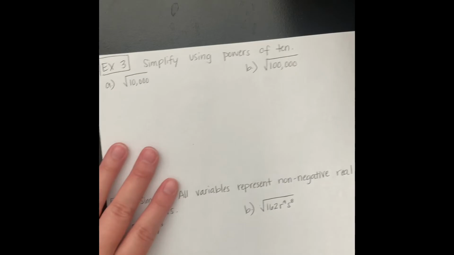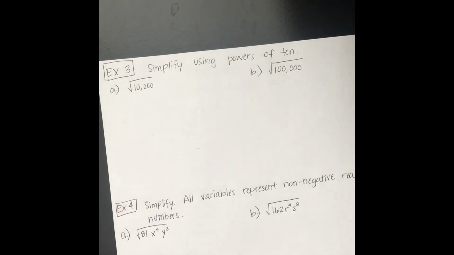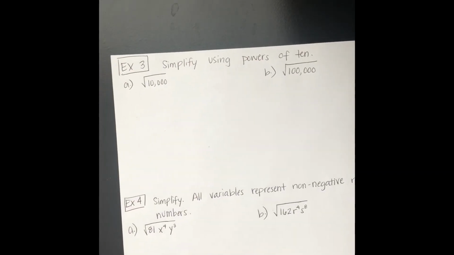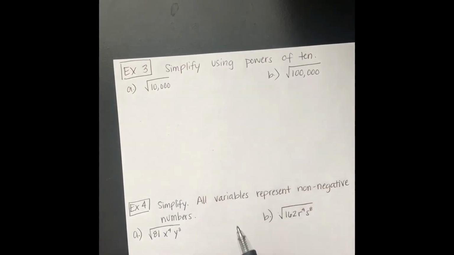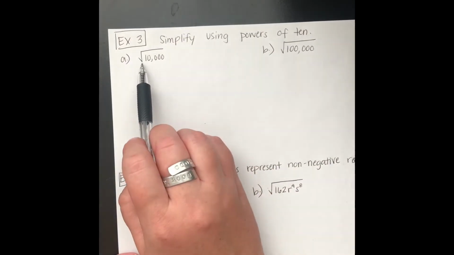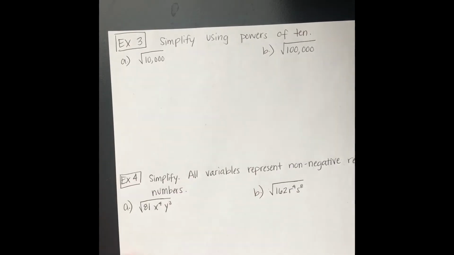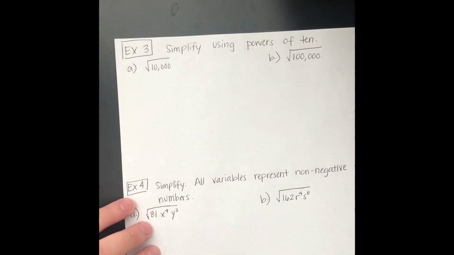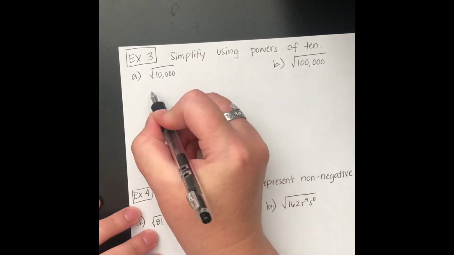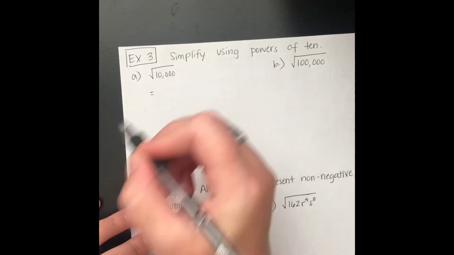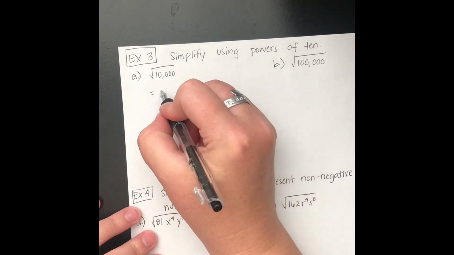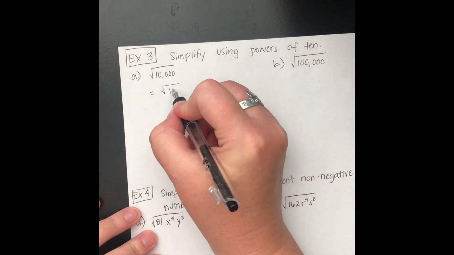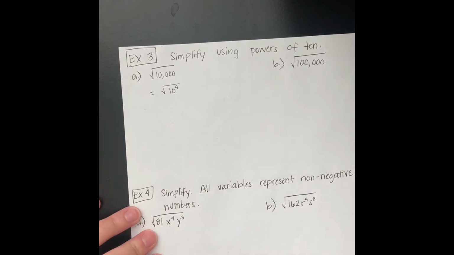Okay, now what happens when you have really big numbers? What you can do is simplify these by using powers of 10. So the square root of 10,000 right here, if you want to simplify that, rewrite it. There's 1, 2, 3, 4. However many zeros there are, that's what your exponent is going to be. There's 4 zeros. So as a power of 10, it's going to be 10 to the 4th power. However many zeros there are.